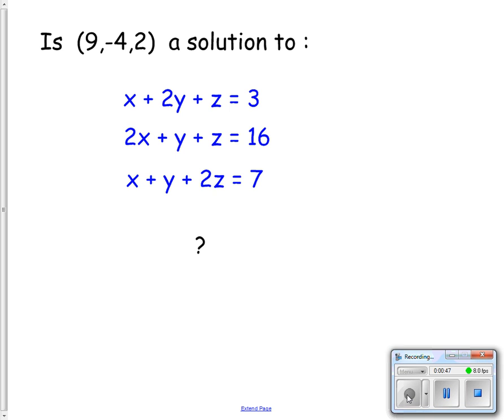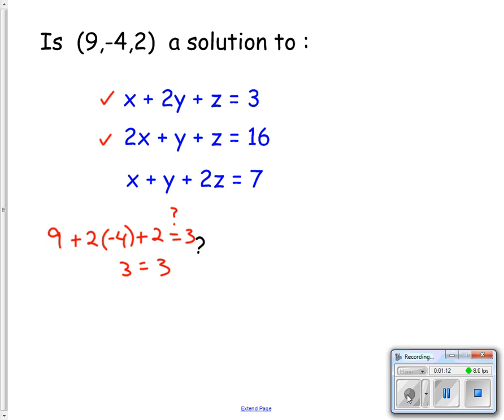So by plugging in 9 for x in the first equation, and -4 for the y, and 2 for the z, we check and see if that's true. And sure enough, we get 3 is equal to 3. So that ordered triple does work in the first equation. When we try it in the second equation, you'll see it works there as well.